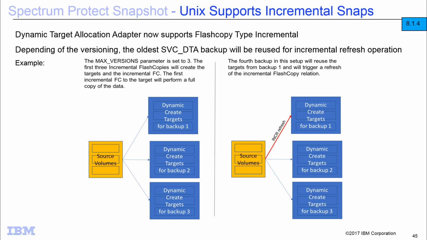So you see here we're using an SVC, we're creating snapshots. The max version parameter is set to 3. As we're creating the first 3 snapshots, we get full copies. When we hit the 4th, we go back and do an incremental refresh on the first. So that is how the incremental refresh is used and is created when you're using the Dynamic Target Adapter, or DTA.